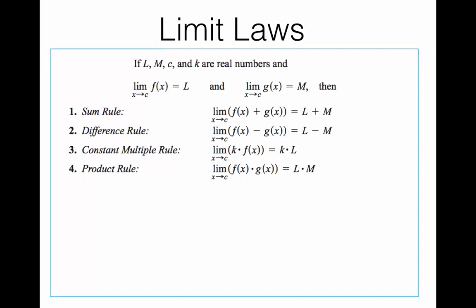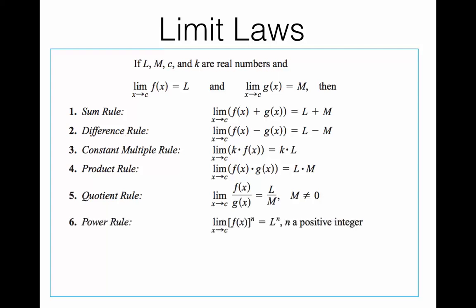When you multiply two functions, we get the product rule. If you're looking at the limit of f of x times g of x as x approaches c, you would get L times M. And similarly, the quotient rule tells us that the limit as x approaches c of f of x divided by g of x will equal L divided by M, but you have to watch out in case M is 0. You can't use the quotient rule. There's other techniques that you could use. But if M does not equal 0, then the limit of f divided by g will equal L divided by M.